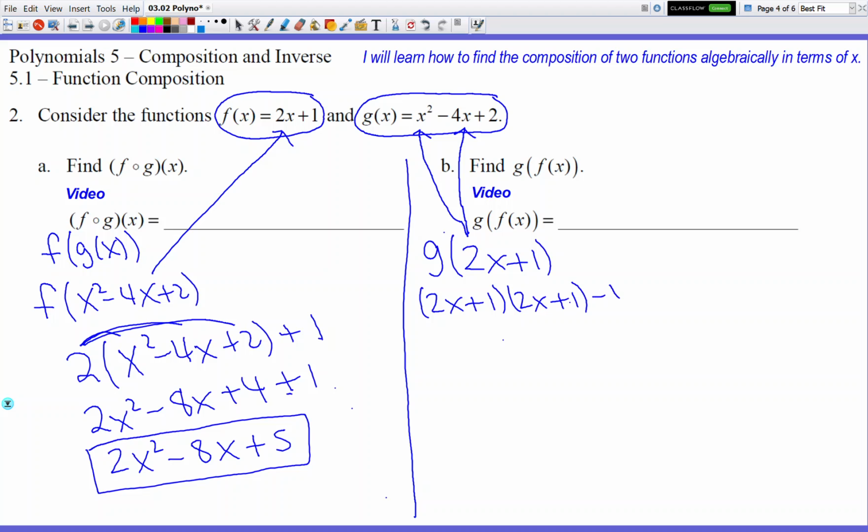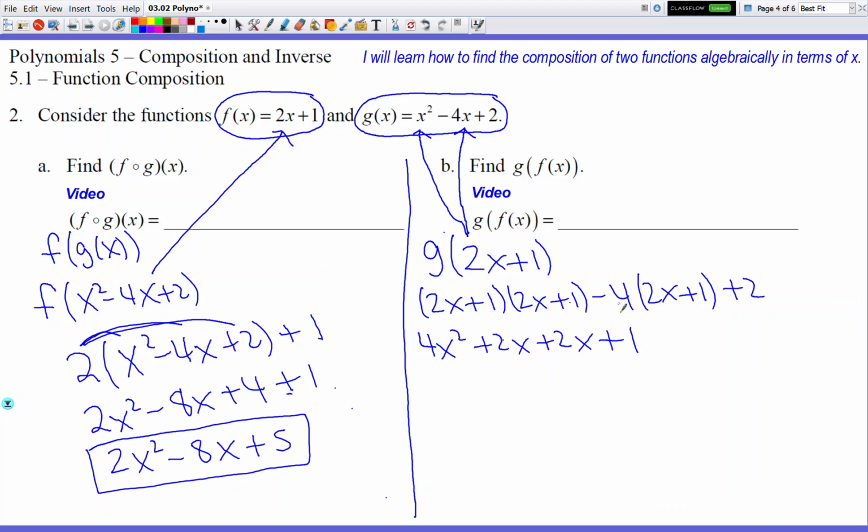And then minus 4. And then I see an x again, so I got to write 2x plus 1. And then plus 2 at the end. So thankfully the last guy didn't have an x. Okay, then I'm going to have to FOIL. So 2x times 2x is 4x squared. 2x times 1 is 2x. All I'm doing is foiling it. 1 times 2x is 2x. And 1 times 1 is 1.